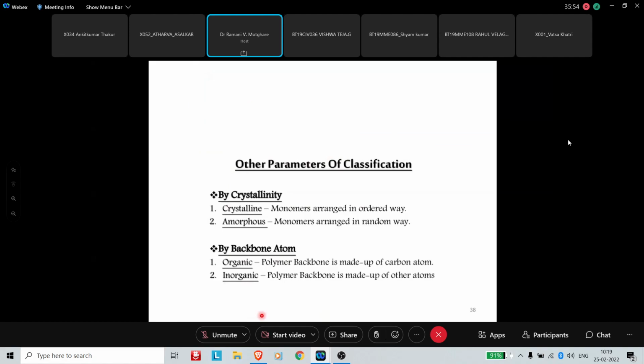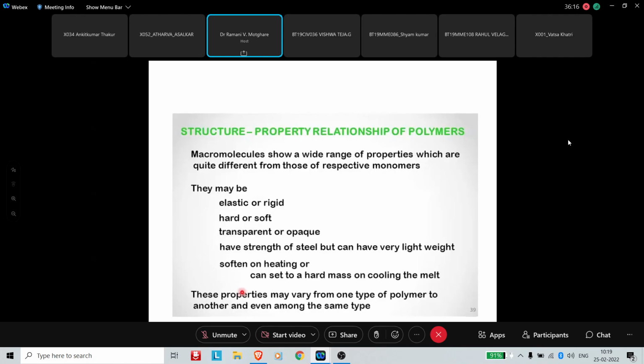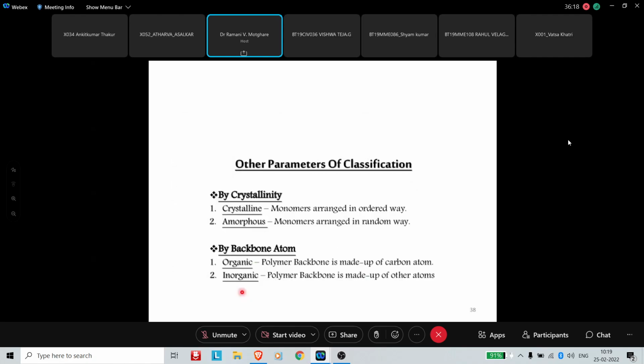Then other parameters of classification are crystallinity. Either you may have a crystalline polymer or an amorphous one. Amorphous means the molecules are randomly arranged. In a crystalline polymer, the molecules are arranged systematically with respect to each other. By backbone atom, there can be organic or inorganic polymers, like inorganic siloxanes, titanium polymers, and siloxanes, SiO2 or silicon polymers.